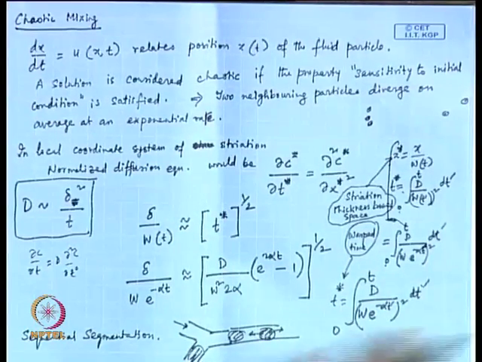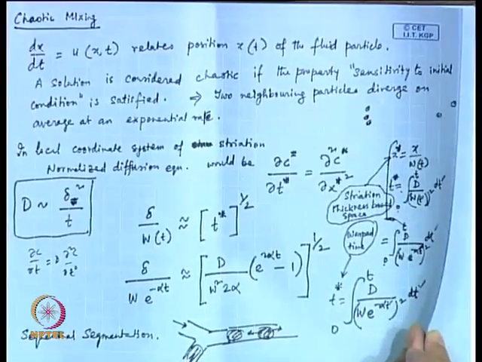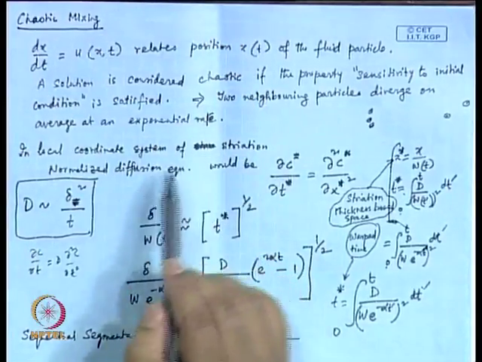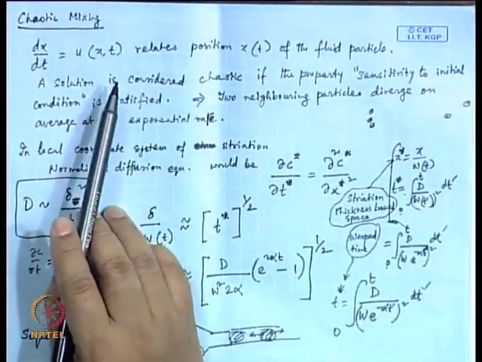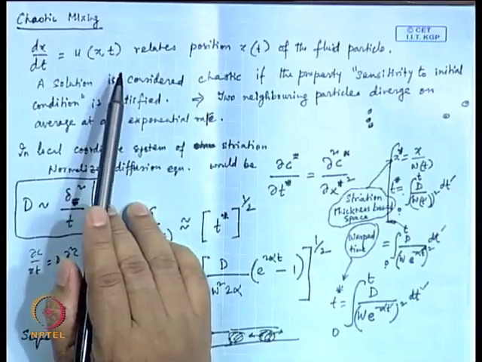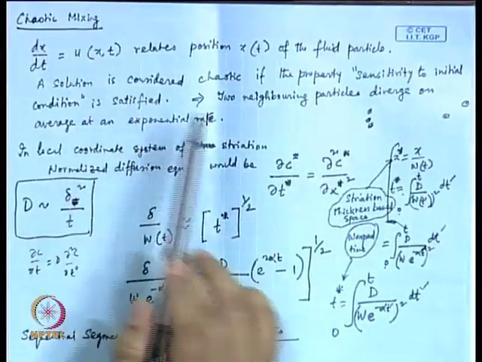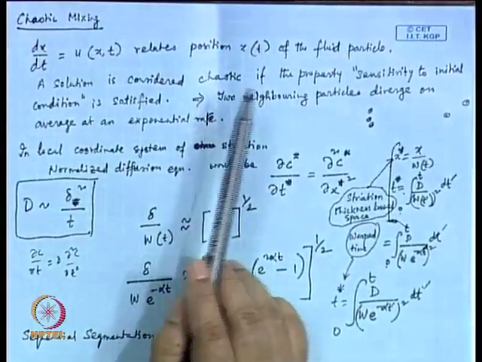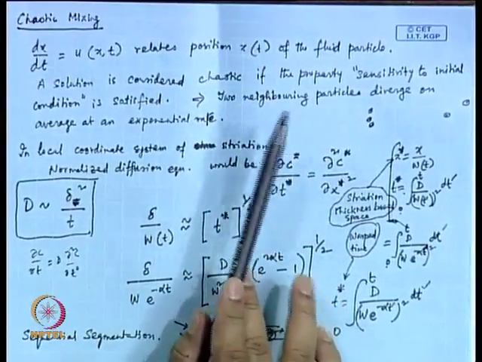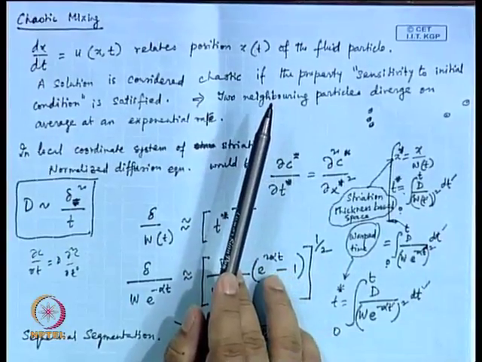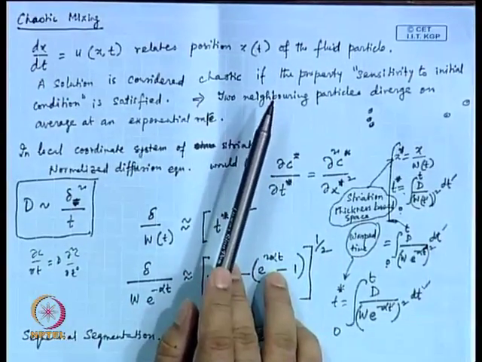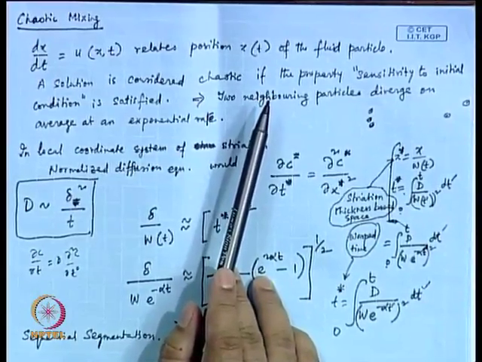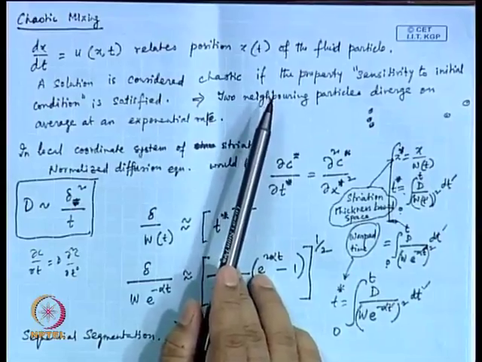This is what we have written in the last class: we first said that dx/dt is equal to u as a function of x and t. This relates position x of the fluid particle. The solution is considered chaotic if basically two neighboring particles diverge on average at an exponential rate. Then we shifted to something called a local coordinate, the local coordinate system of striation.